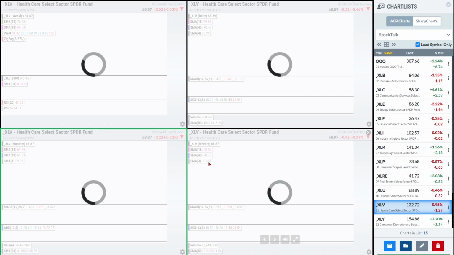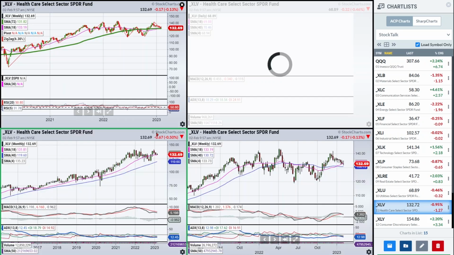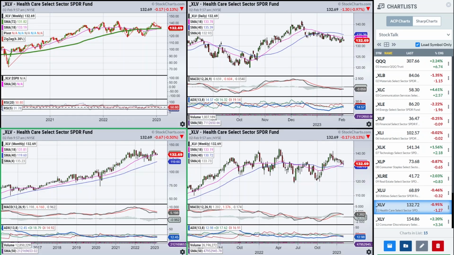XLV is at a really critical point right now. We've got a pretty decent overall pattern here. It's still holding its long-term trend, but it needs to hold here, right around 130. I think if we break 130, then this starts to look like a big trading range as opposed to just a pullback to the breakout area and a start move to the upside.